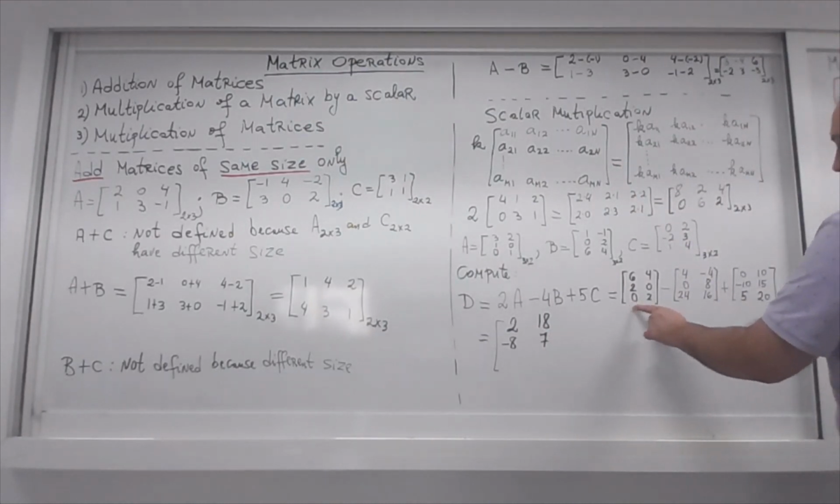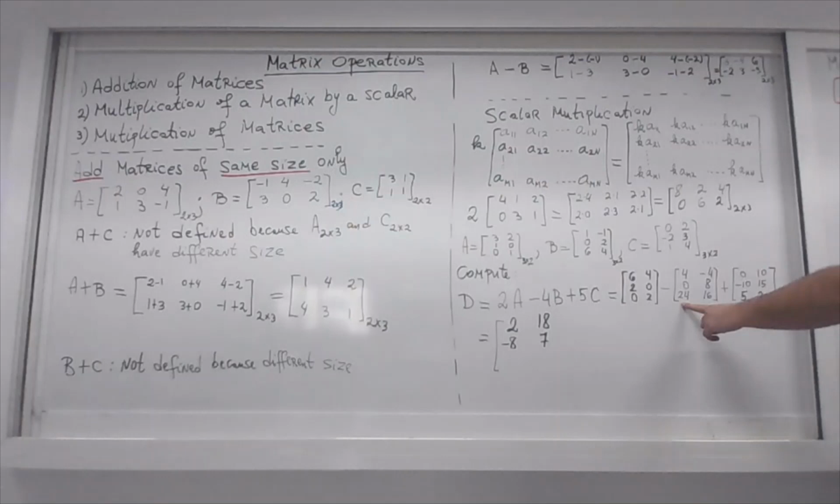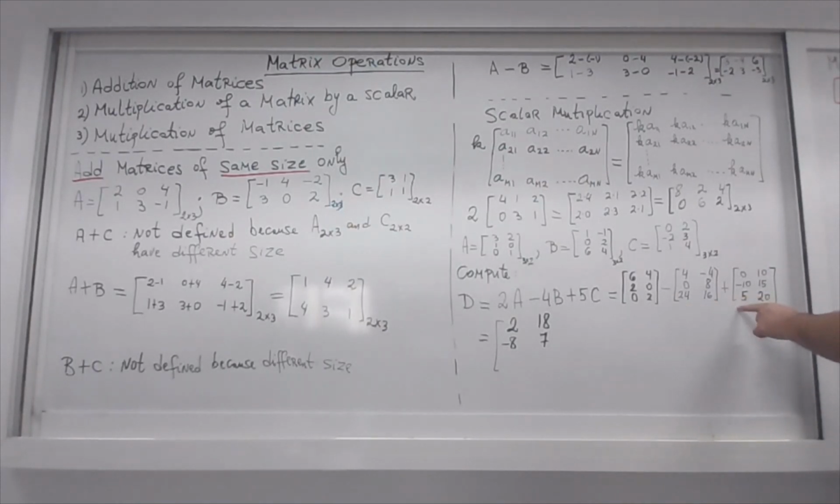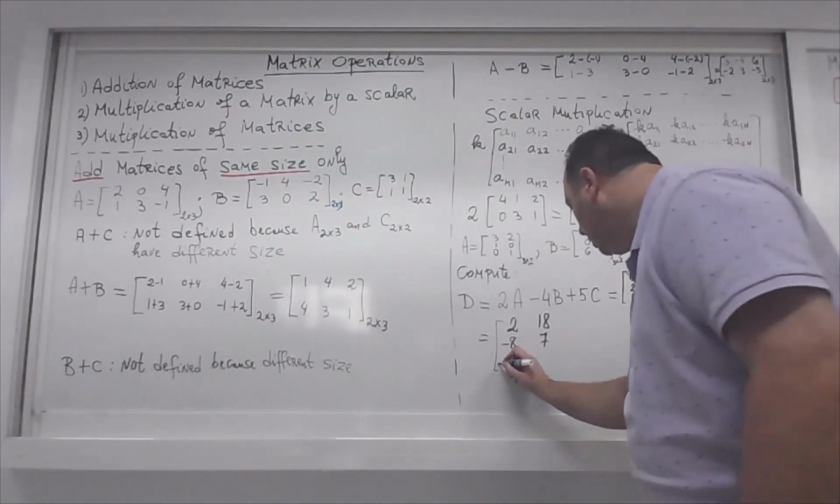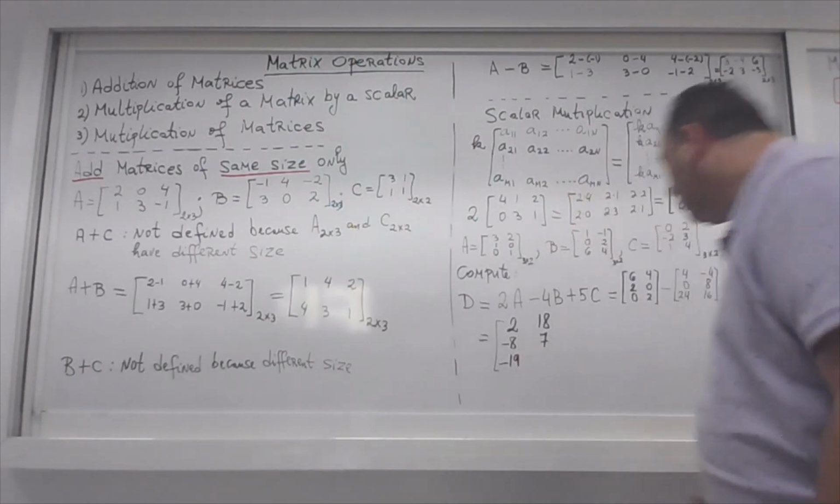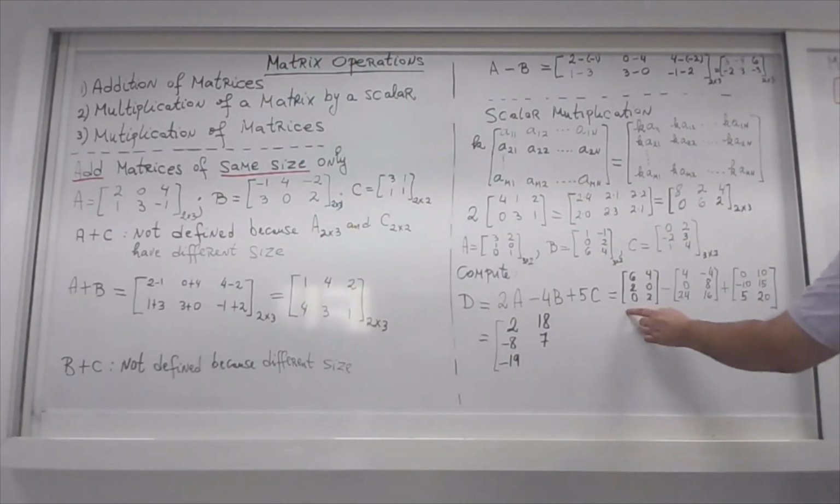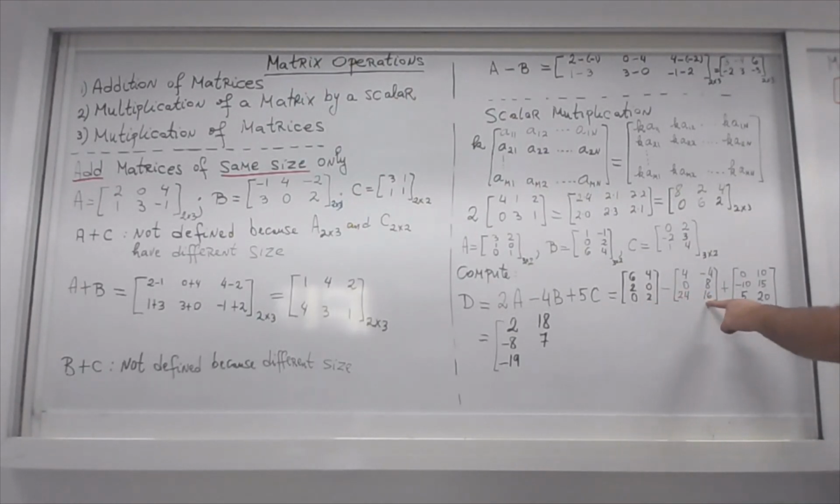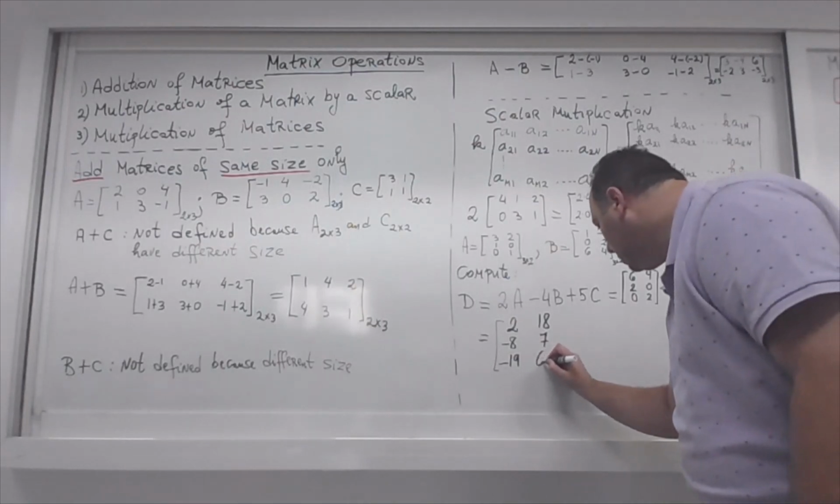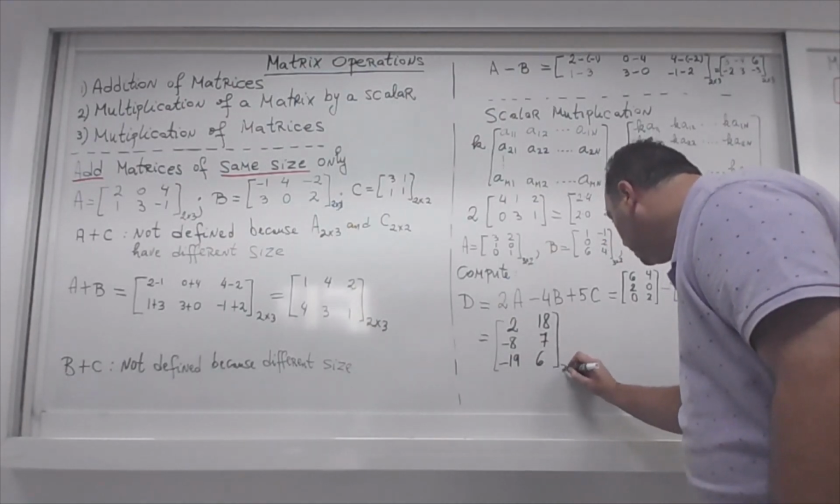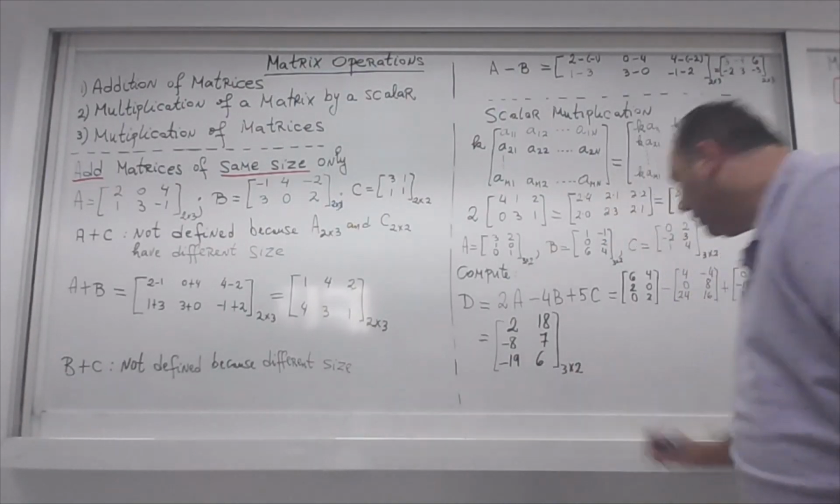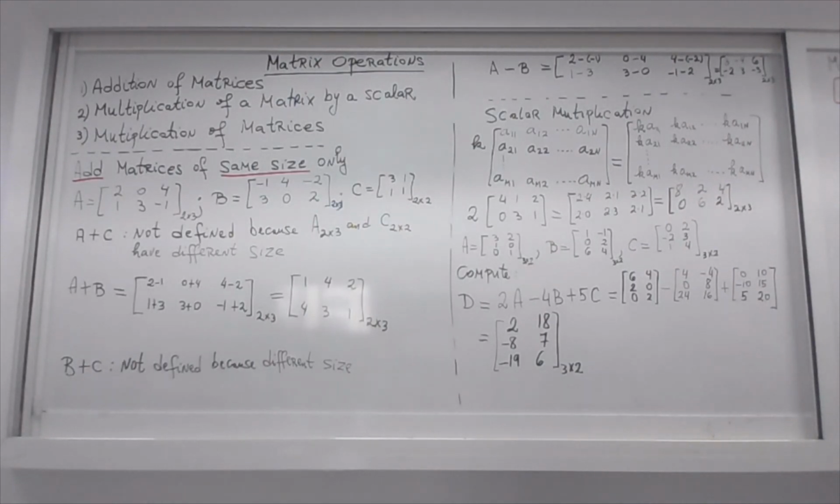Last row: 0 minus 24, so that's negative 24, plus 5, so that's negative 19. And the last entry, 3, 2: 2 minus 16 is negative 14, plus 20, that's 6. This is still 3 by 2. So that's what we normally do.